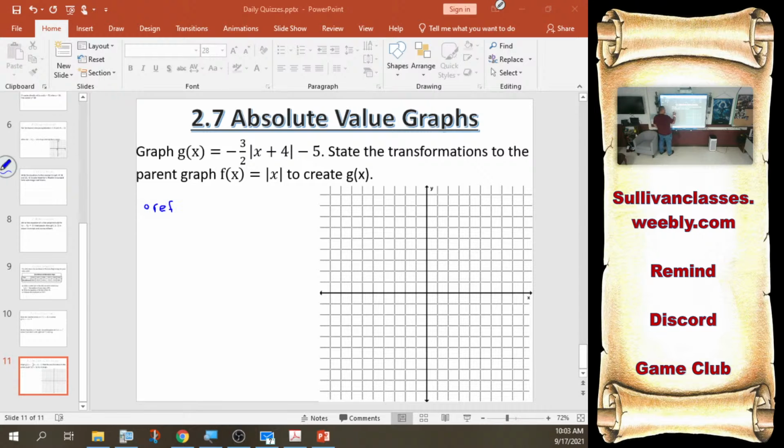And if you say it first, you don't have to worry about, do I go up and then reflect, or do I reflect and then go up, because those aren't commutative with each other. Just say it first and get it out of the way. Then, horizontal translation, left 4, bass-ackwards land.